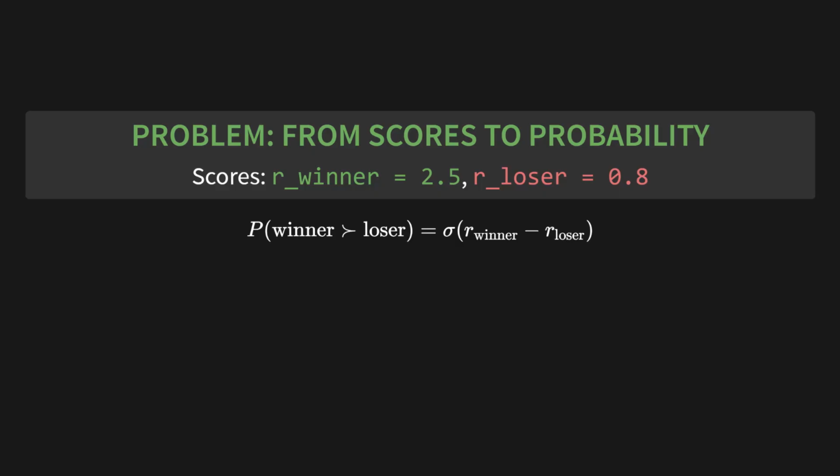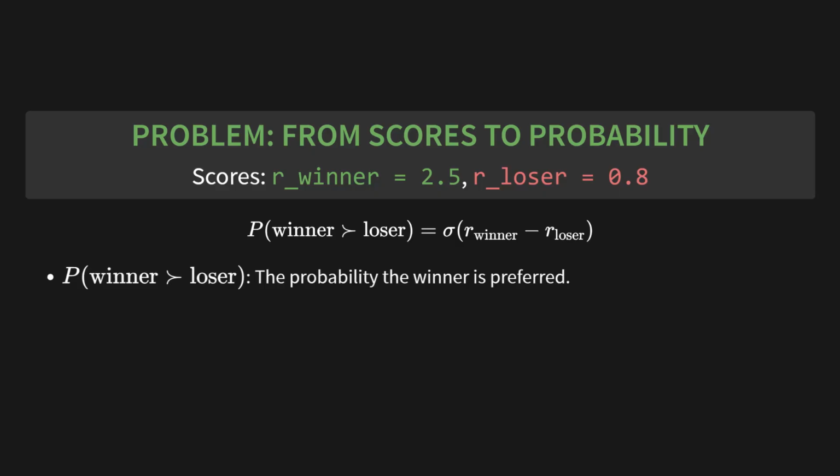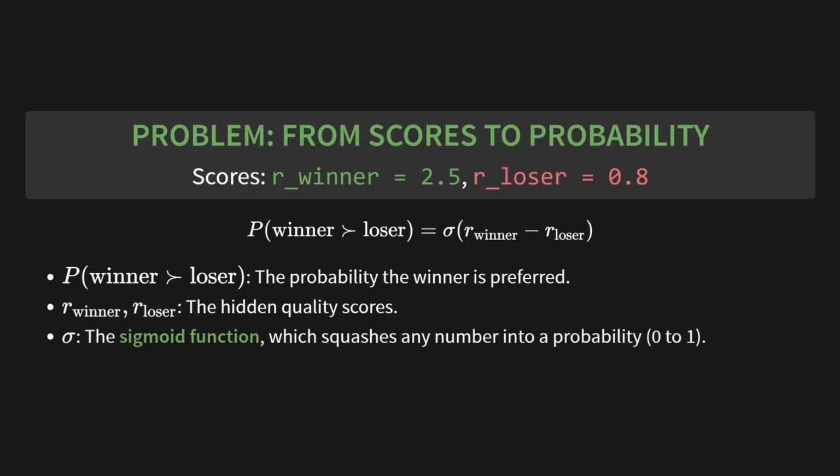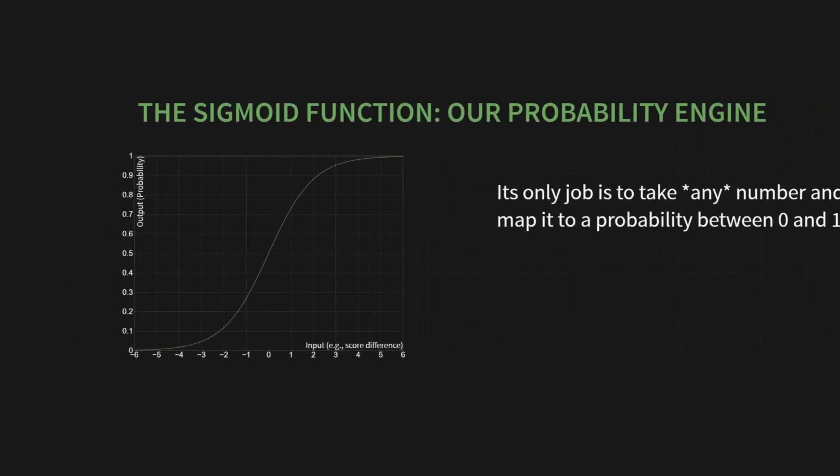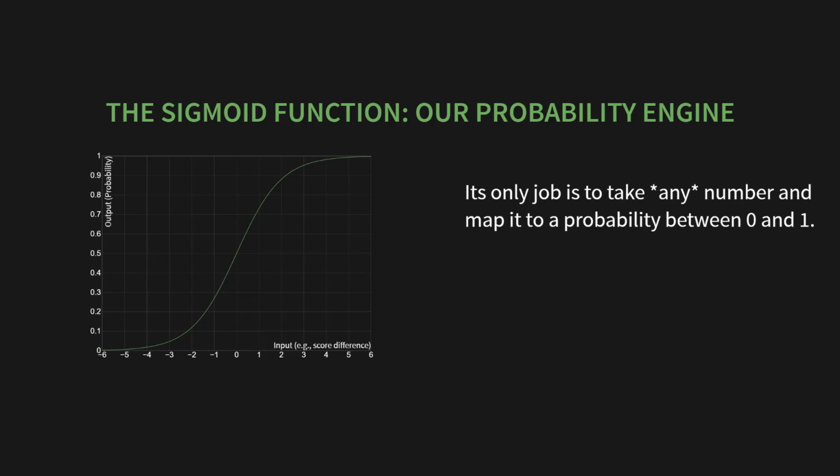Now check out this formula. The probability that the winner is preferred over the loser equals sigma of the winner's score minus the loser's score. R_winner and R_loser are those hidden quality scores we just talked about. And sigma, what is sigma? That is the sigmoid function, and it's our probability engine.